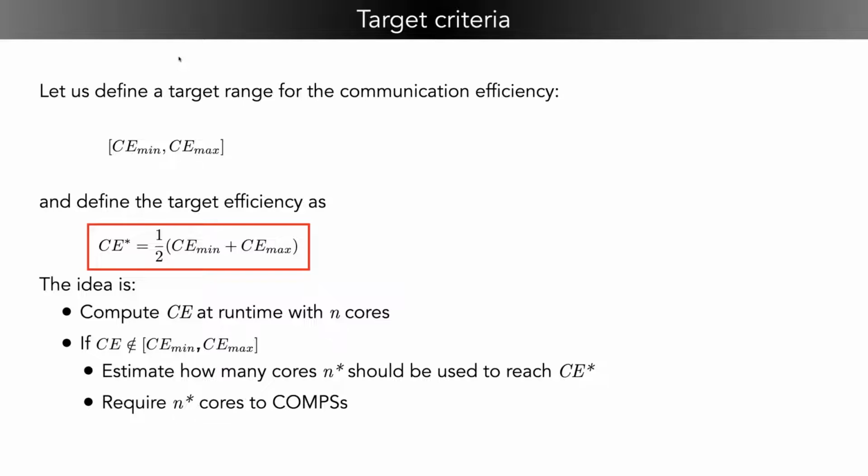So the user will prescribe a range. Let's say I want to be between 70 and 80. Using this range, we define the target range, which is half of the mean and the max. What we do is compute computation efficiency using TALP at runtime. We know that we have n cores, and if we are not in the range, we estimate how many cores we should use to be in the range, and then request this number of cores to COMS.